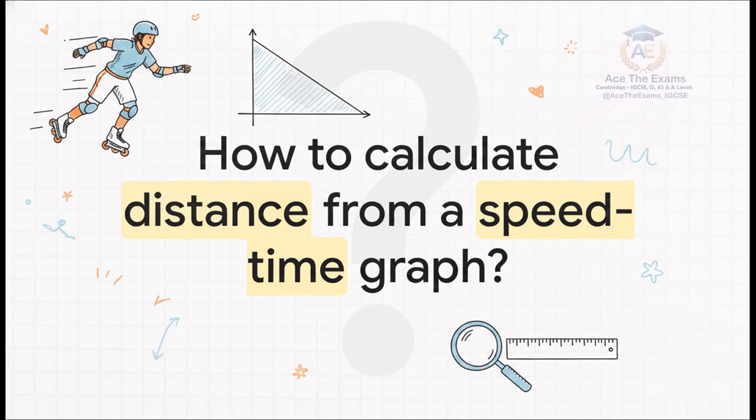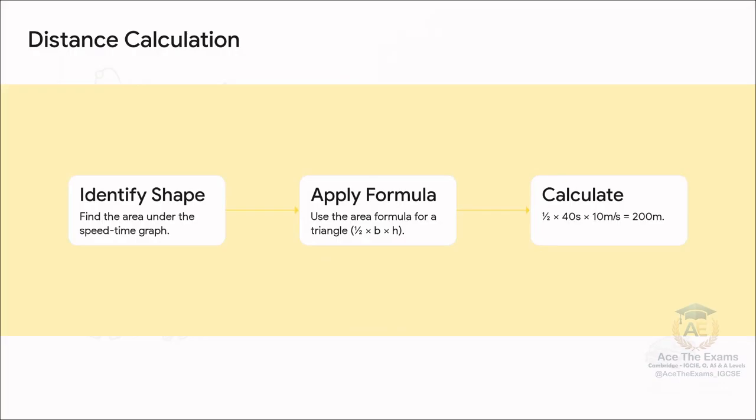If you're like Sam, you might just guess numbers. If you're like Alex, you immediately start hunting for a complex acceleration formula. But when you have a graph, there is a much simpler visual decoding strategy. Here is the absolute key to speed time graphs, and you need to write this down. The distance traveled is always equal to the area under the line. So let's break this down into 3 logical steps.